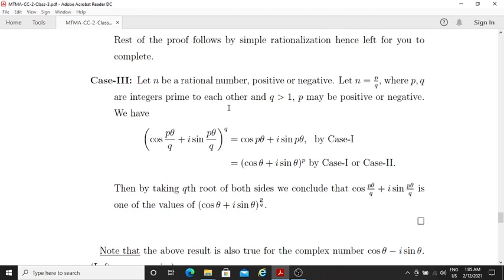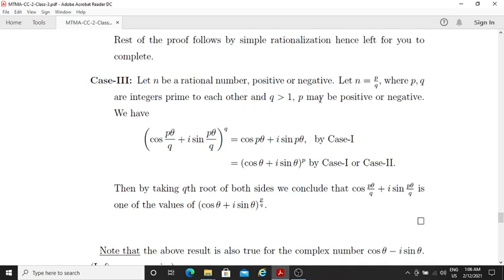Now let's recall the definition of a rational number. If n is a rational number, then it must be of the form p by q, where p and q are integers prime to each other and q is greater than 1. Why am I giving q to be greater than 1? Because if q is 1, then n will merely be an integer, which we have already discussed. If q is greater than 1, then only it will be a real fractional rational number.